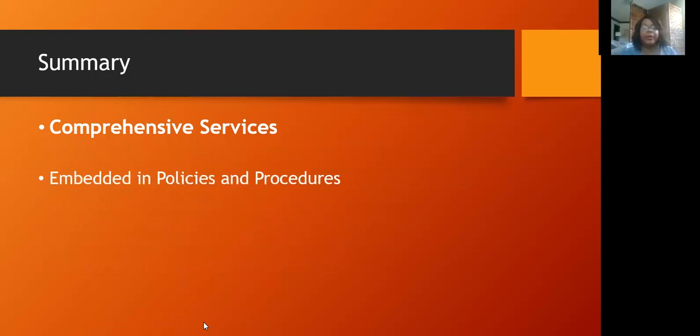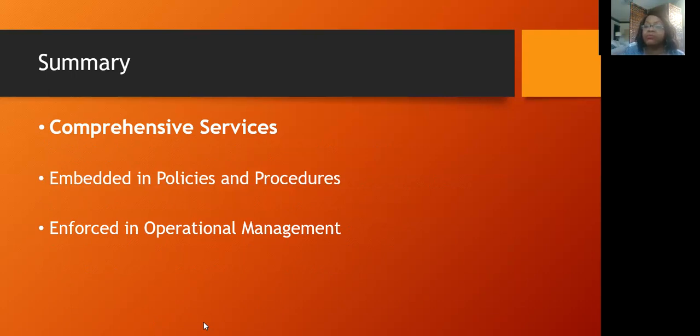And so you, as operation managers and people who are on the very forefront of beginning or creating established programs, are people who are looking for ways to reshape and restructure and to enhance your program. This has to be embedded in your policies and procedures. And as it is embedded into your policies and procedures, it has to be enforced through your operational management piece.